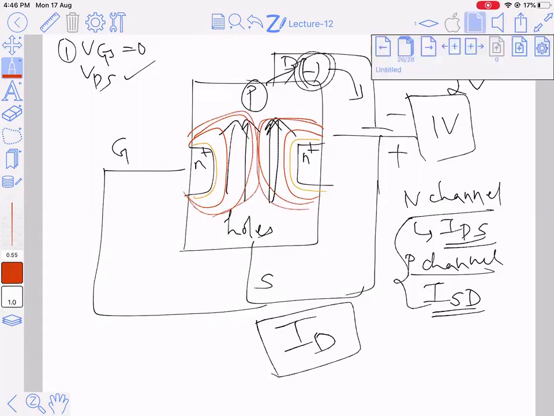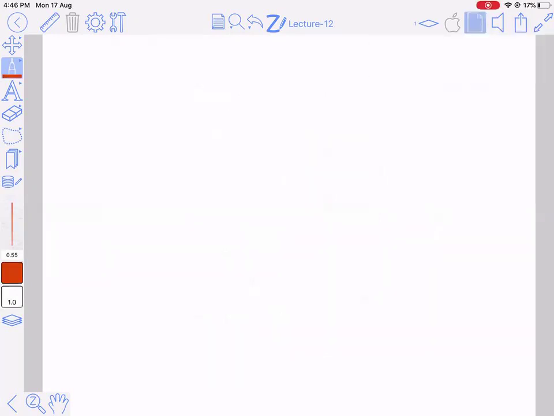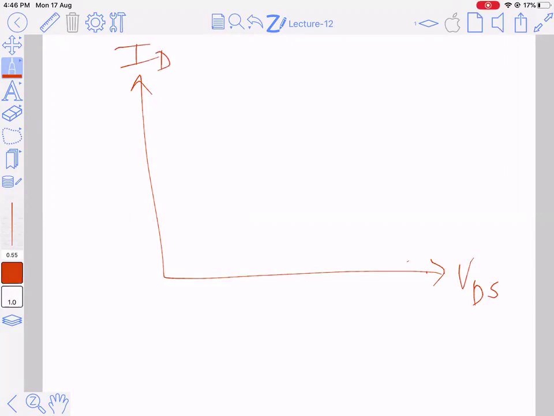Can you tell me what will be the characteristic? I need the VI characteristic. So this is the plot of VDS versus ID. I'm not writing ISD, I'm just writing ID. This is which characteristic? Output characteristic of P channel JFET. What is the VDS polarity you have applied? Negative. Don't forget.